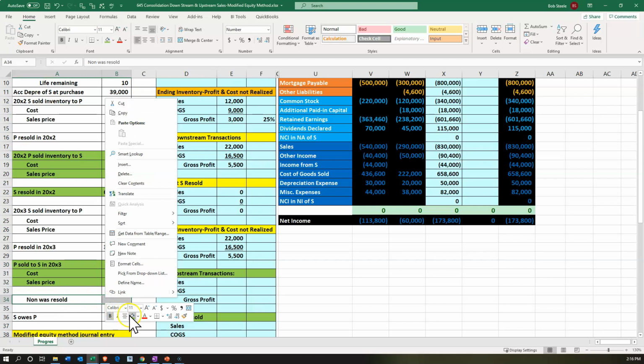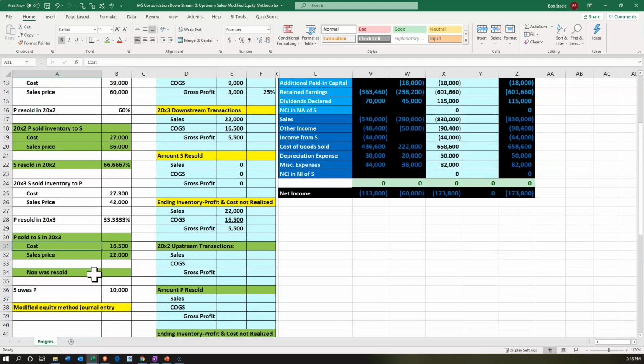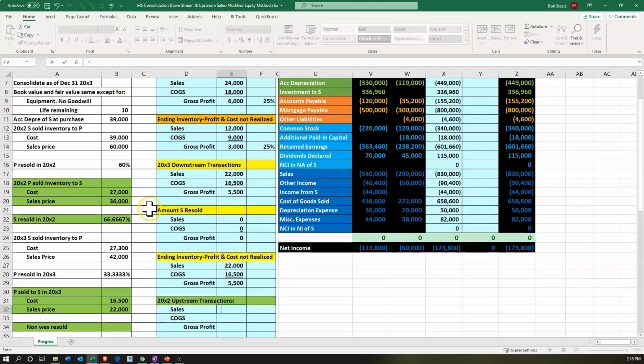And now let's look at the upstream stuff. So upstream going from S to P. Now we're going sales happening from S to P, subsidiary to parent. According to our data, we had this 60,000 sale, 2,000 last year.